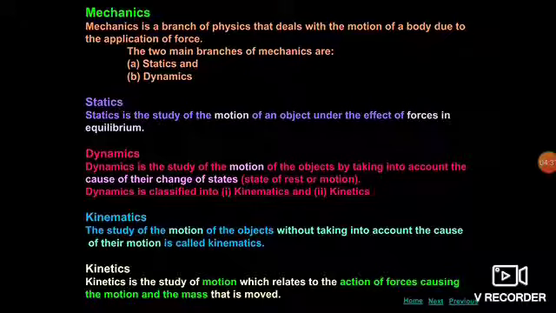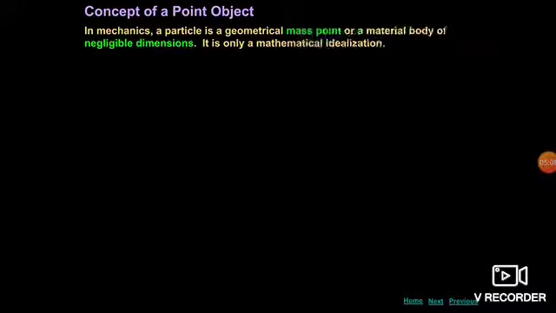Kinematics says what? The study of motion. We study the motion of any object, but we don't consider the cause of their motion. It is moving, there is no cause. But in kinetics we actually study motion again, but we also relate what type of action force is applied on the body, and the mass is moving also. Mass of the body is moving. That means the action of forces causing the motion and the mass that is moved. We'll study both.